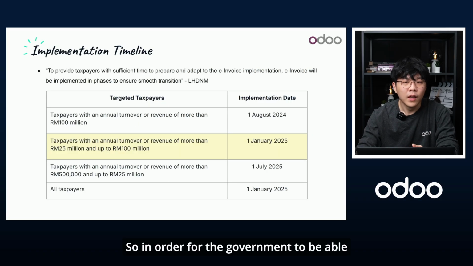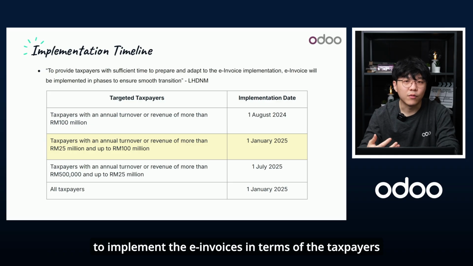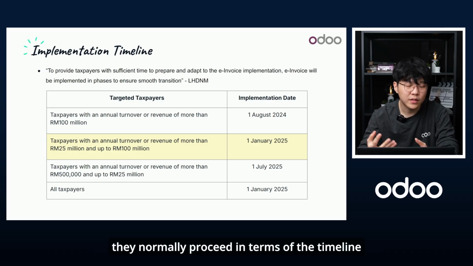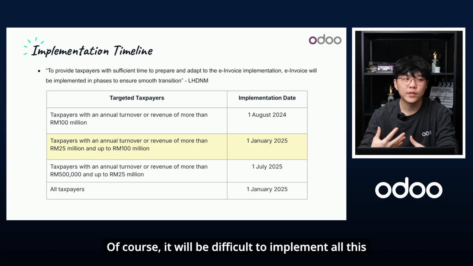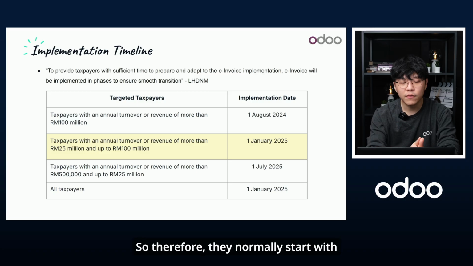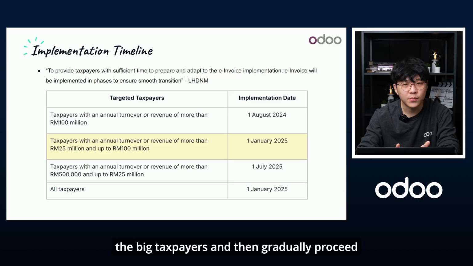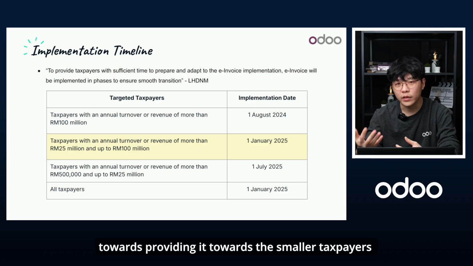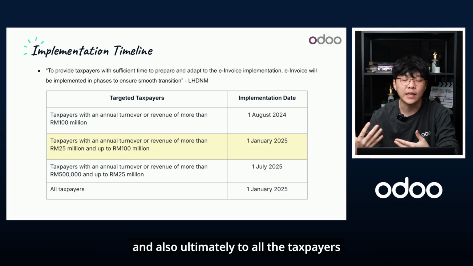In order for governments to implement e-invoices for taxpayers, they normally proceed in terms of a timeline. Of course, it would be difficult to implement all this e-invoicing in one go when the infrastructure is not ready or none of the software is ready. So they normally start with the big taxpayers and then gradually proceed towards the smaller taxpayers and ultimately to all taxpayers.